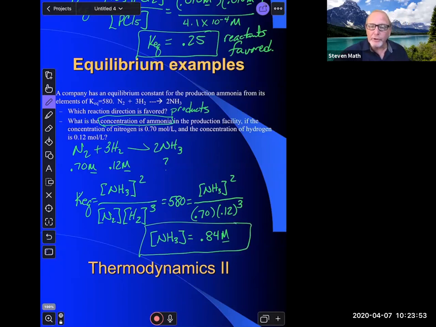Plain and simple, use the KEQ to calculate the concentration of one of the reactants, or in this case, the product. These are KEQs. These are equilibrium calcs.